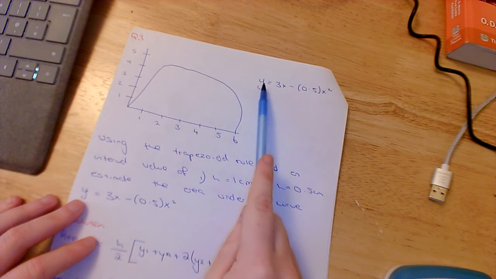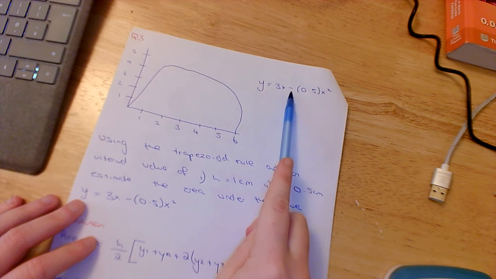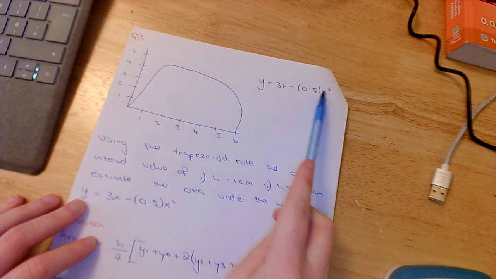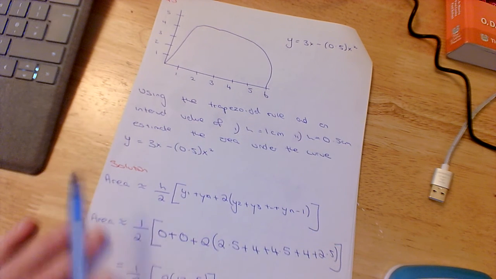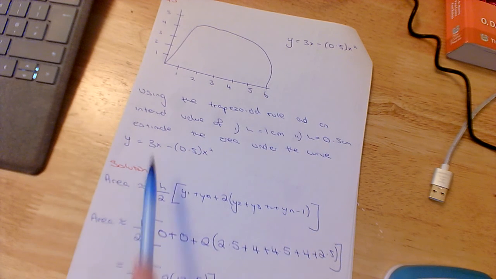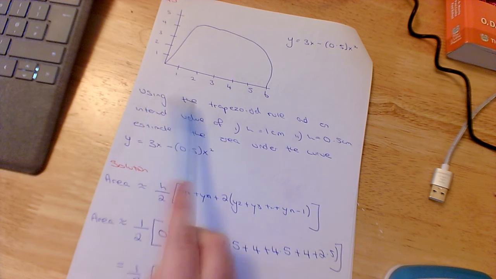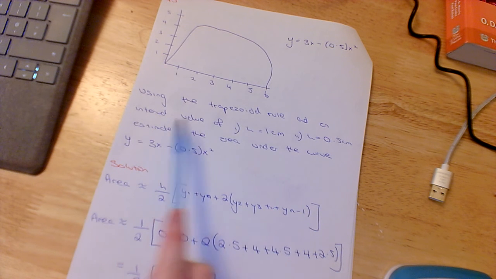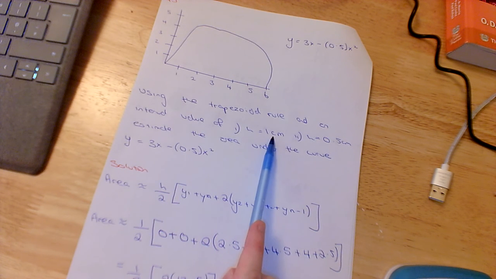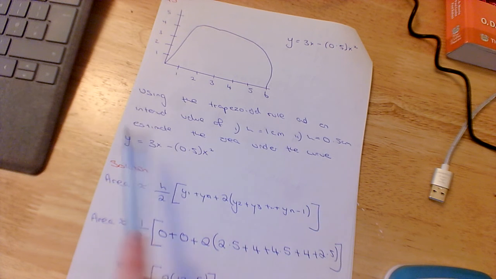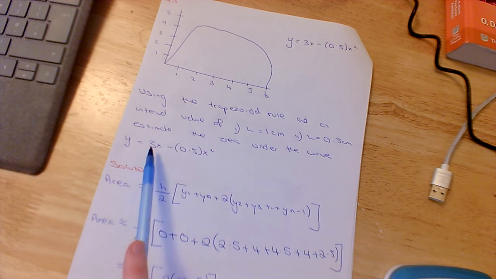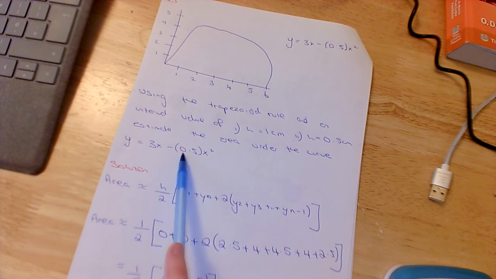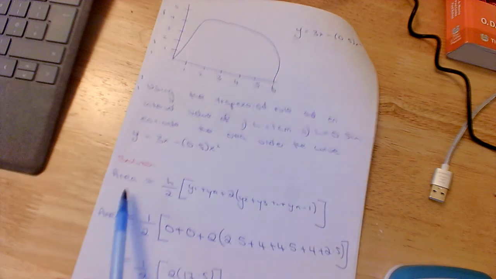Okay, so for this particular question, I have y is equal to 3x minus bracket 0.5x to be squared. So this is what the diagram looks like. I will give the solutions to you also from the book that I was using. Using the trapezoidal rule with an interval value of h equal to 1 centimeter and h equal to 0.5 centimeters, estimate the area under the curve. So I'm trying to find the area underneath this, where y is equal to 3x minus 0.5x squared.